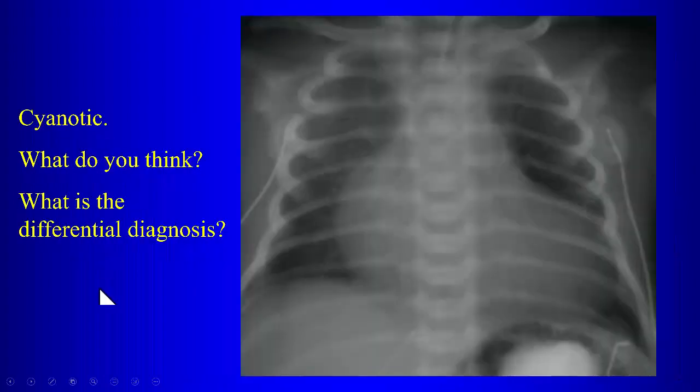All right. Now, this patient, pulmonary blood flow is decreased. Patient is cyanotic. What's different about this, though, as opposed to the last case that I showed you?